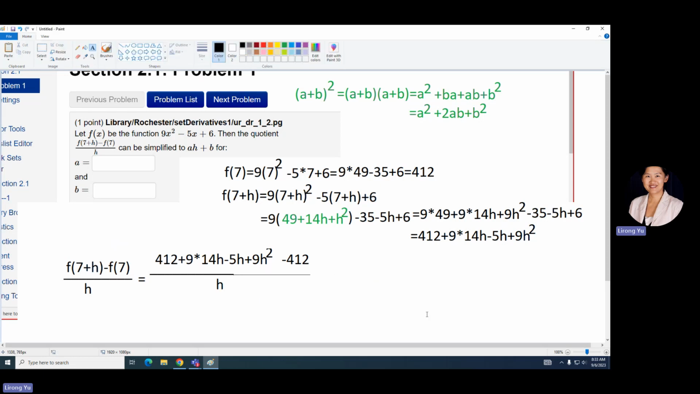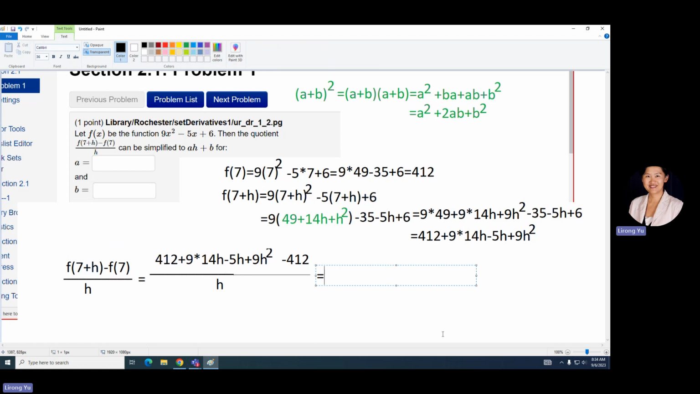So this is expanding it. We were supposed to calculate this big fraction. The denominator is pretty simple, but the numerator is long. So we try to write out what is f of 7 plus h and what is f of 7. f of 7 is 412, but f of 7 plus h is this. But then we realize 412 is part of it. So that can be simplified. Cancel that part.